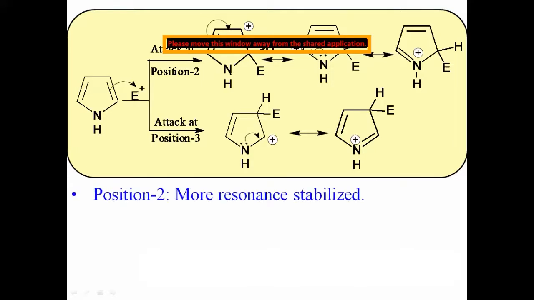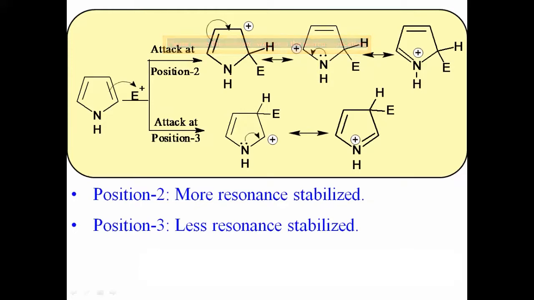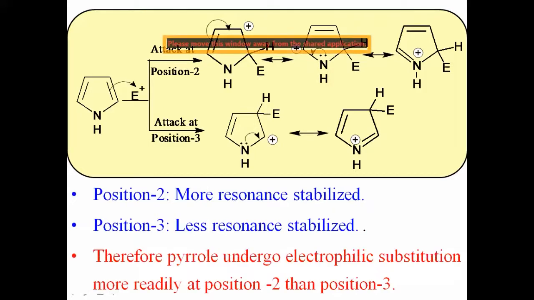When the electrophile attacks at position 2, we get an intermediate which is more resonance stabilized than the intermediate when the electrophile attacks at position 3, because that one is less resonance stabilized. Therefore, Pyrrole undergoes electrophilic substitution more easily at position 2 than position 3. This is the reason why Pyrrole undergoes electrophilic substitution at position 2 rather than position 3.